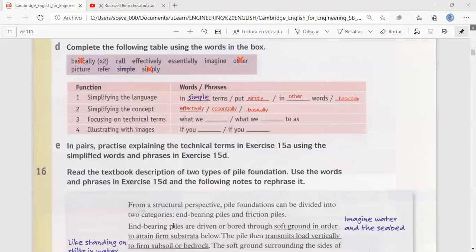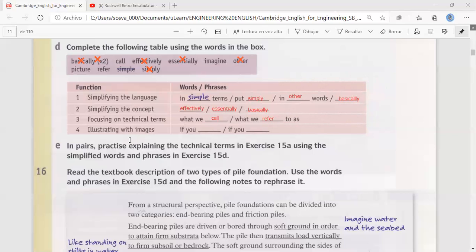Well, what we refers to, etc. I don't know. Refers maybe. Refers, and maybe what we call. It would be what we refer to as, and what we call. The other side, to us. So the last one would be illustrating with pictures.